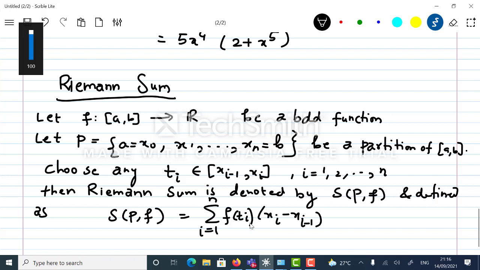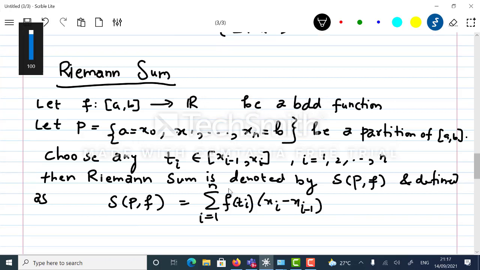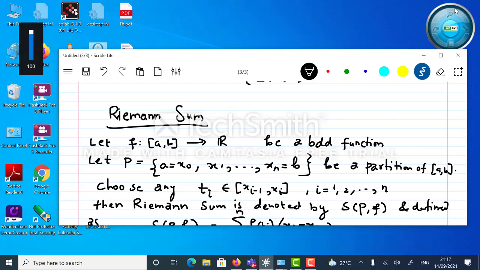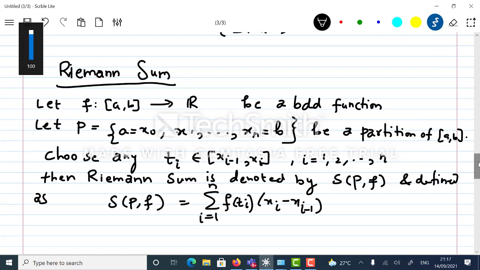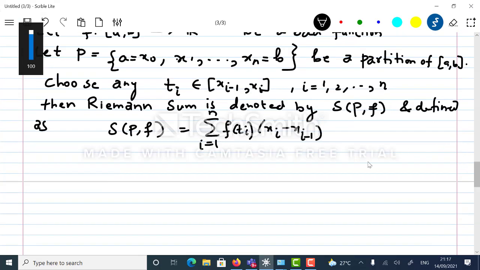You can see this Riemann sum has a similar meaning to what we defined for upper sum and lower sum. In upper sum, instead of f of ti, we had capital Mi, where capital Mi was the supremum in that interval. In lower sum, we had small mi, where small mi was the infimum. Now, here instead of that, we have f of ti, where ti is a point between xi minus 1 to xi. So it's very clear that my f of ti lies between small mi and capital Mi. If you multiply that with xi minus 1 to xi and take the summation, you will realize that your Riemann sum lies between the lower sum and upper sum.